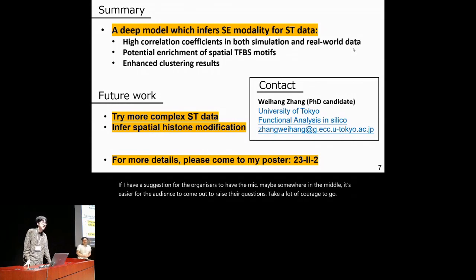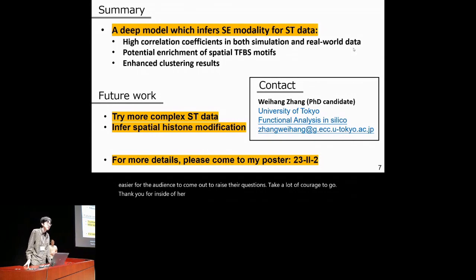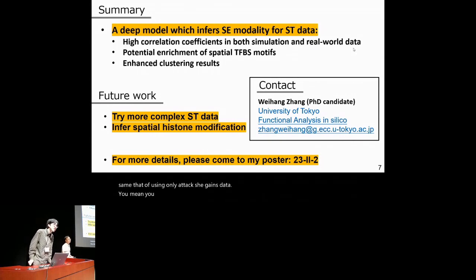Thank you for the insightful research. I'm not sure why the special cluster of using multi-omics is the same as that of using only ATAC sequence data. You mean you calculated the correlation between RNA and ATAC sequence data and only ATAC sequence data in the first experiments.